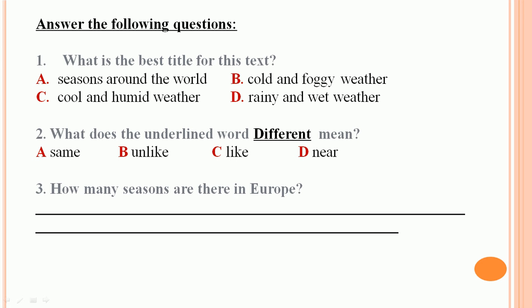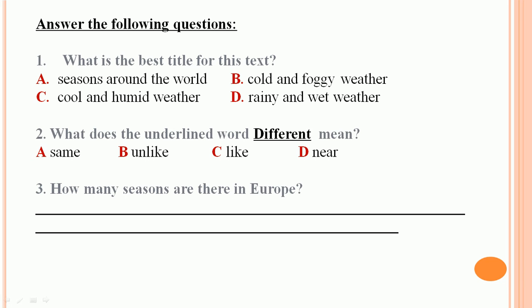Number 2, what does the underlined word different mean? Different means not the same. So different means unlike. The last question is called WH question. So these are 2 multiple choice questions, and this is called WH question. How many seasons?